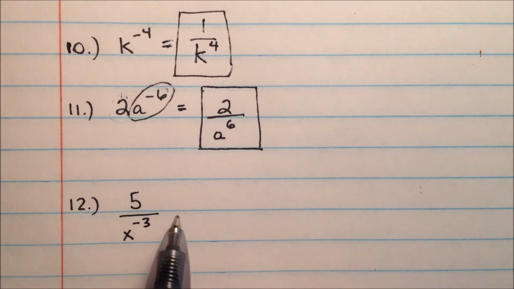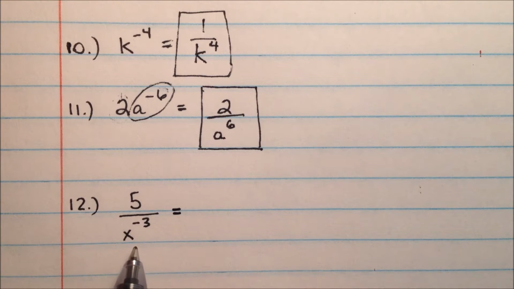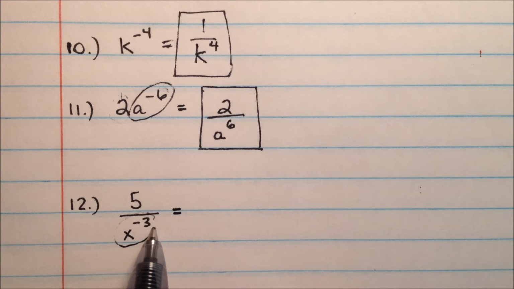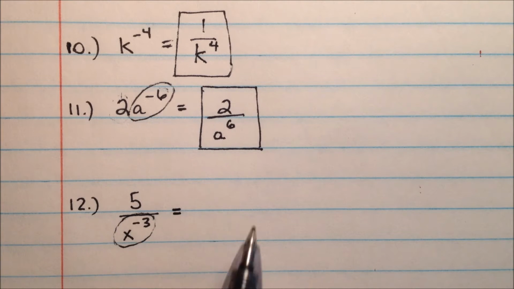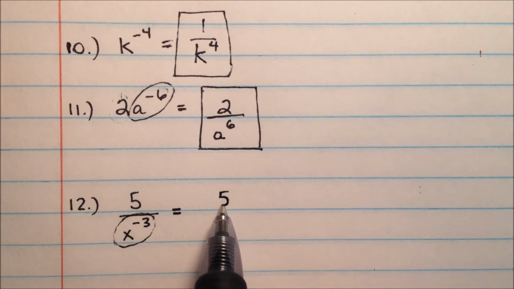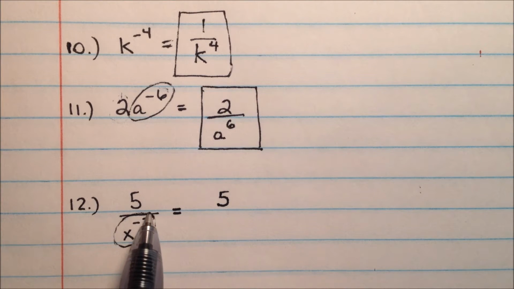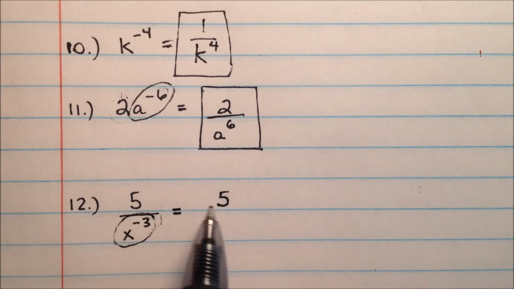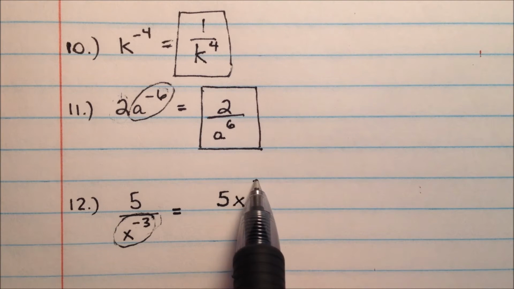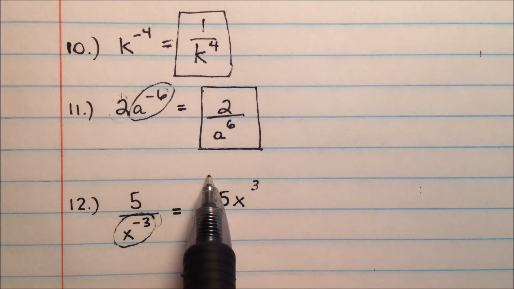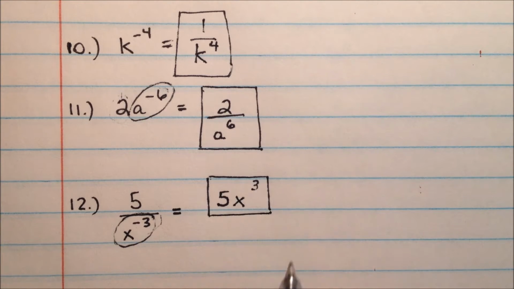Number 12 is similar to this problem, except that our negative exponent starts on bottom instead of starting on top. So we have 5 over x to the negative 3rd. So that means the 5 is fine just where he is. But this x to the negative 3rd, we don't like that negative exponent, so we're going to have to move him from bottom to top. And then when we do that, he will become a positive exponent. So this is 5 times x cubed.